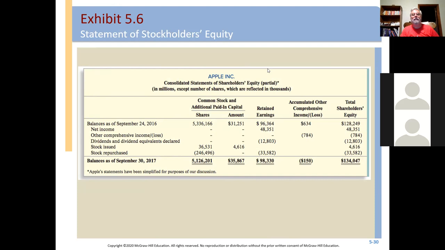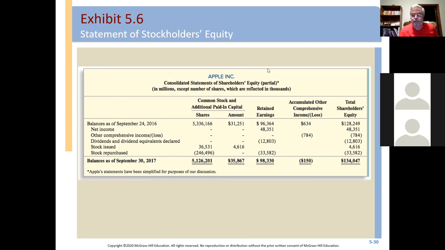So at September 30th, 2017, the total shareholders' equity or stockholders' equity for Apple was a little bit more than $134 billion. And as you can see, we have the number of shares that are outstanding, over 5 billion shares issued. And then you see the dollar amount associated with those shares. And then, of course, the retained earnings, the earned capital, and any elements that represent other comprehensive income, again, foreign currency translation, and any unrealized gains or losses involved with securities.